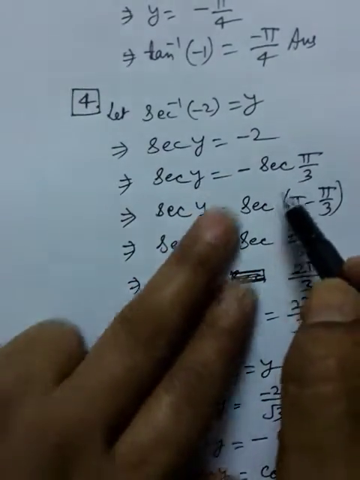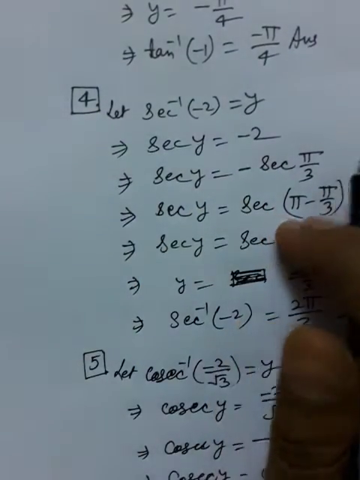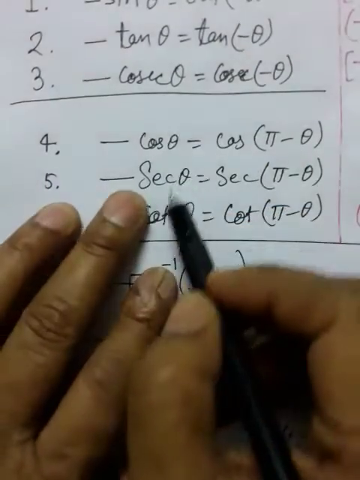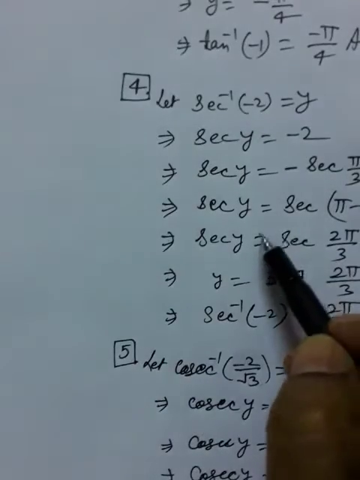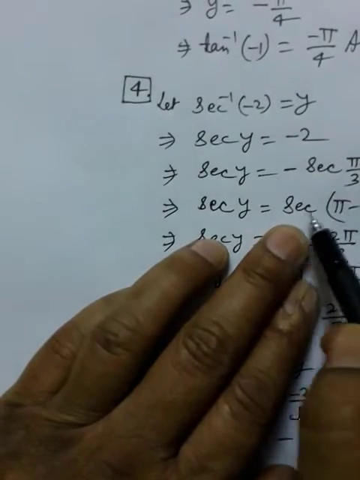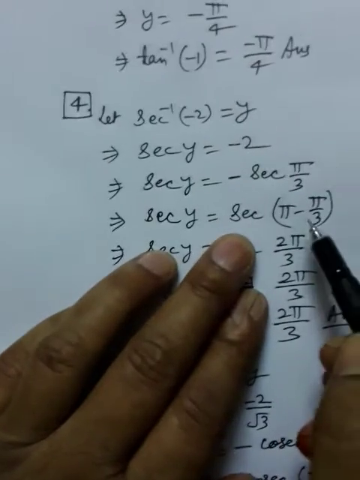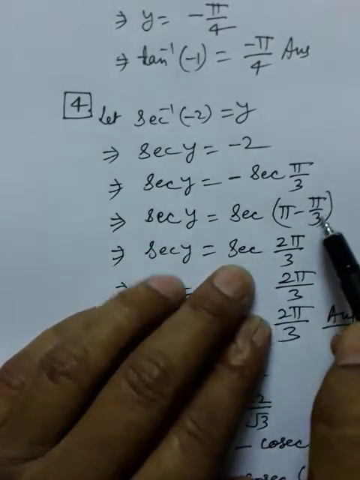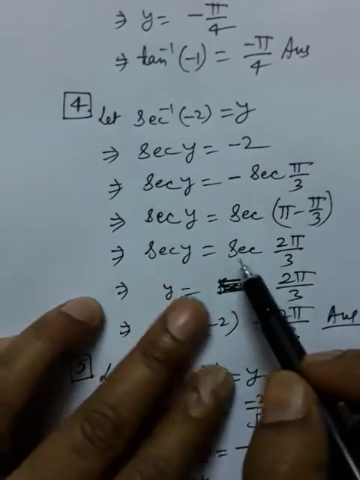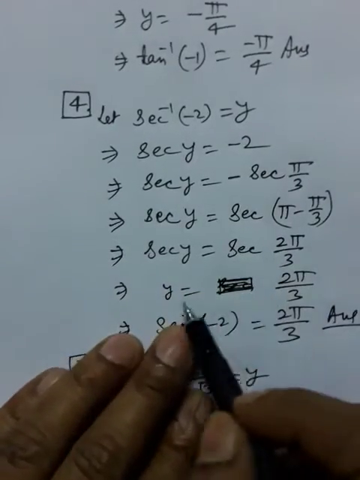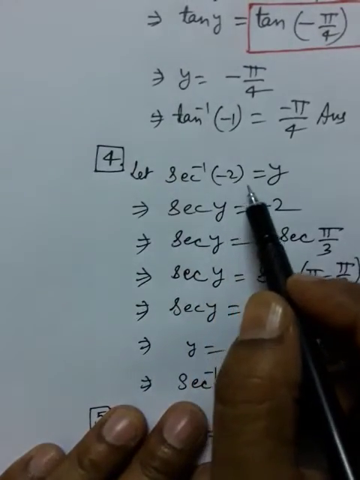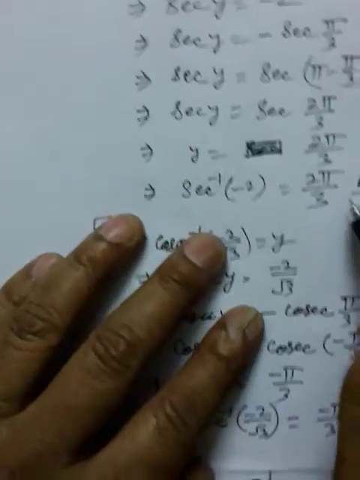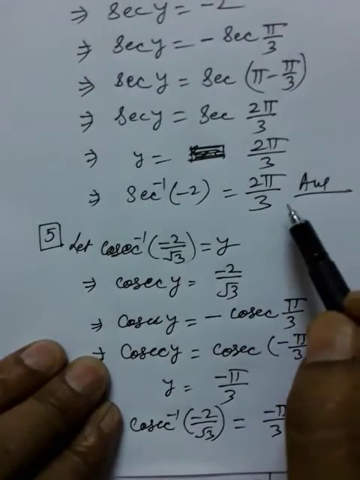After that, again I told you, 6 things you have to remember. So minus sec theta, you have to put sec pi minus theta. So pi minus pi by 3. So sec y we are getting sec 2 pi by 3. And then y is equal to 2 pi by 3, and y is nothing but sec inverse minus 2. So sec inverse minus 2 is equal to 2 pi by 3. I think it is clear.